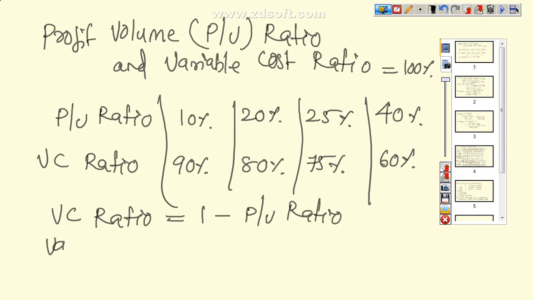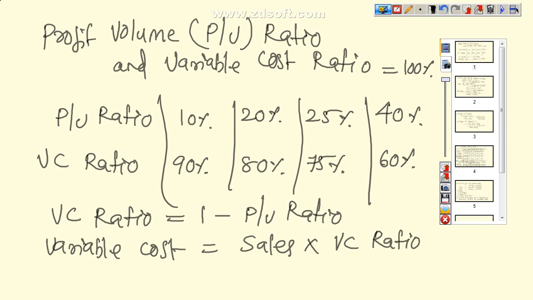and variable cost is equal to sales multiplied by variable cost ratio. So if the percentage of profit volume ratio is known, we can apply this in order to calculate variable cost ratio. Variable cost ratio is equal to 1 minus PV ratio, and from this we can calculate variable cost is equal to sales multiplied by variable cost ratio.